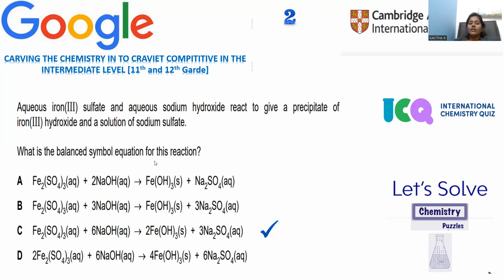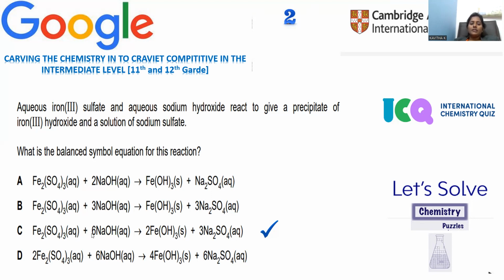This is purely logic based, because if you know how to balance the equation, only then is it possible to get the balanced symbol based equation, right? So here, whatever numbers are mentioned in Roman numerals in the bracket denote what? The oxidation state of the central metal. Iron(III) sulfate is nothing but ferric sulfate. And here sodium hydroxide will be treated. So that the precipitate of iron(III) hydroxide, ferric hydroxide, and one more, sodium sulfate, will be formed.